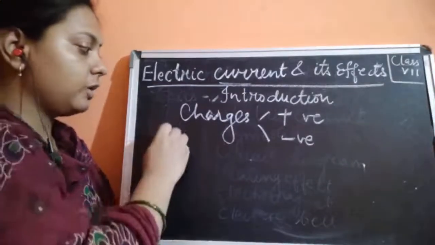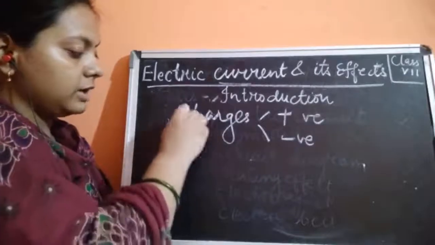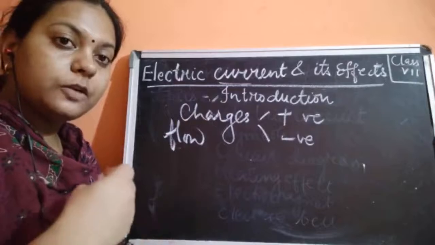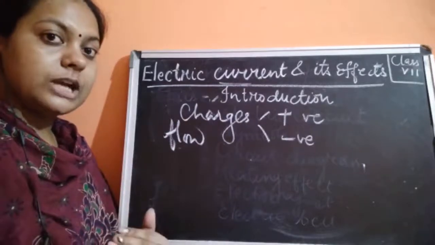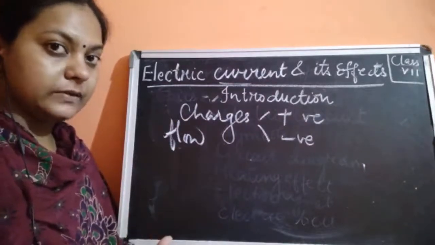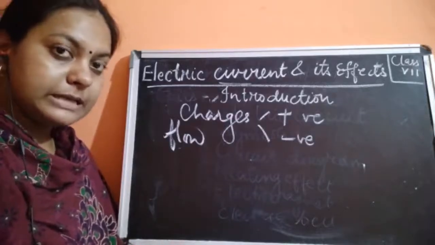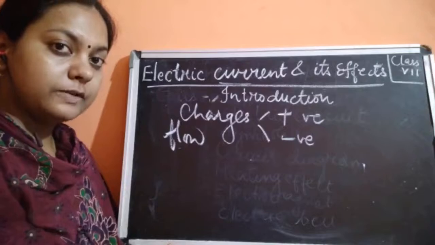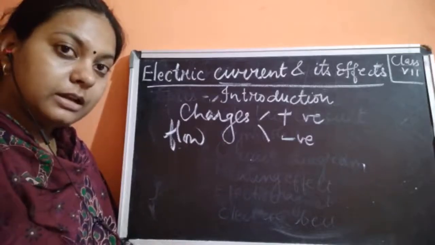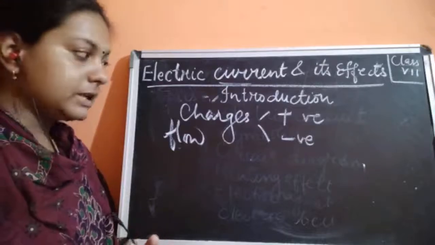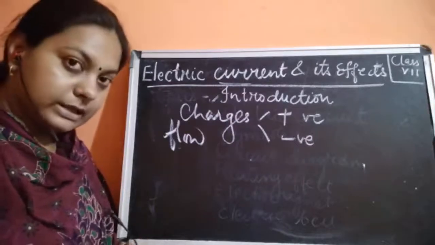Current means it is a flow of charges. Okay, it is a charge flow. What kinds of charges are flowing? The charges could be positive or negative. So if we talk about the electric current, it means that it is a continuous flow of something. And what is this something here? It is the flow of charges. So charges are of two types, positive and negative charges.